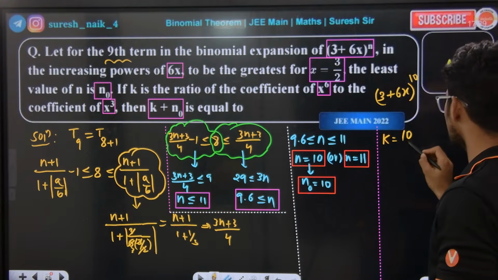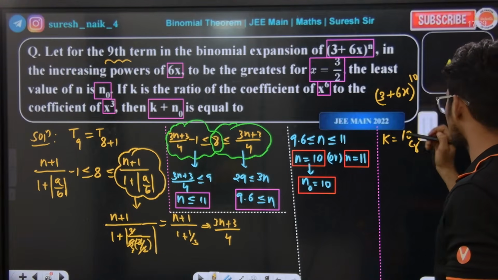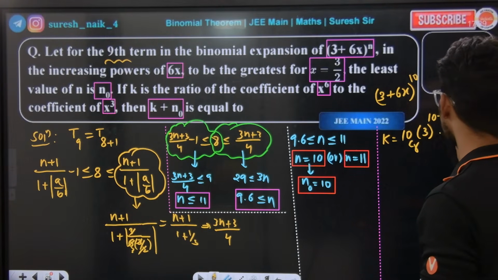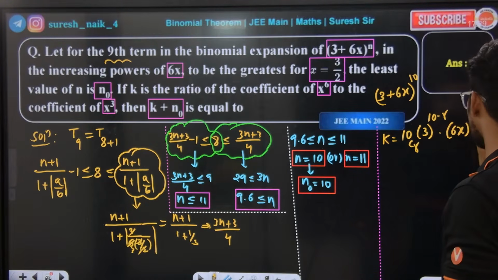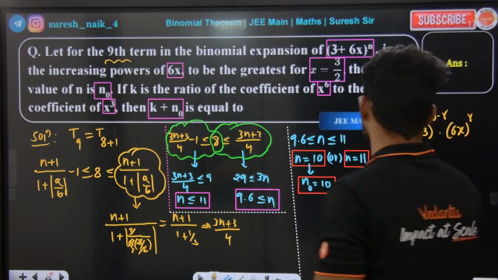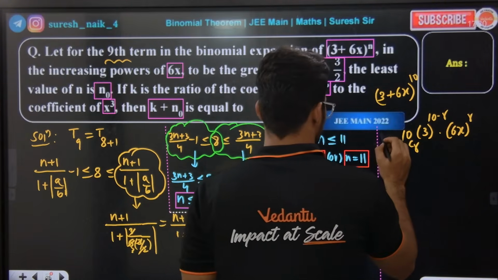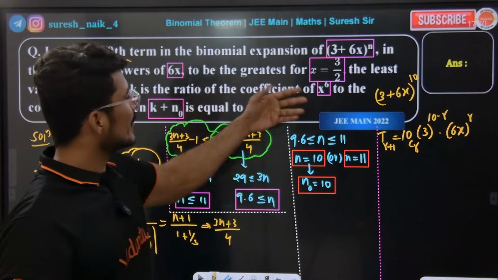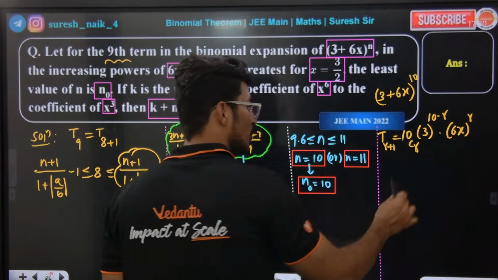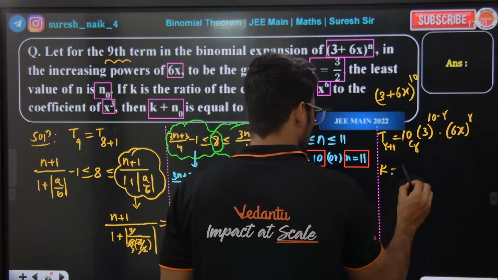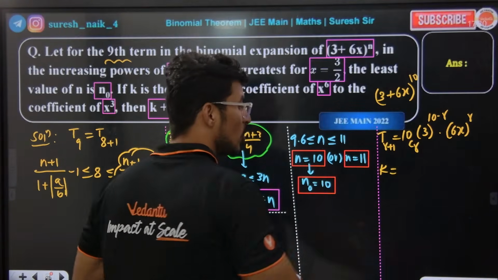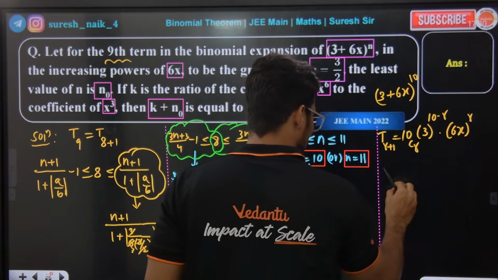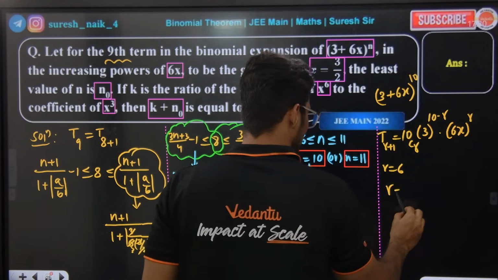So 10Cr times 3 to the power of (10 minus r) into (6x) to the power of r. This is the general term, the T(r+1)th term. எனக்கு என்ன வேணும்? Coefficient of x to the power of 6 வேணும். Basically k is equal to the coefficient of x to the power of 6 over the coefficient of x to the power of 3. Coefficient of x to the power of 6 means r value enna? R value 6 one time, r value 3 one time.